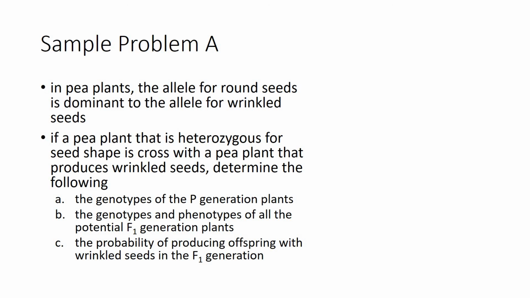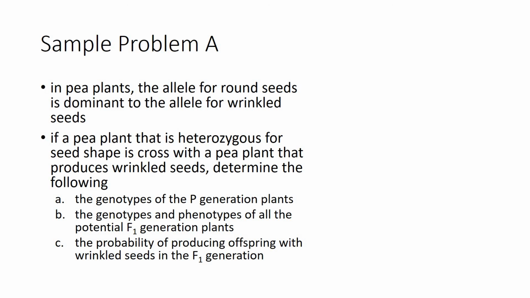All right, so sample problem A, in pea plants, the allele for round seeds is dominant and the allele for wrinkled seeds is recessive. Okay, so if it says dominant to something, that means the first one is dominant and the second one is going to be recessive. So if a pea plant that is heterozygous for seed shape crosses with a pea plant that produces wrinkled seeds, determine the following. We've got to find out what the genotypes of the P generation plants are, and then we've got to find out what the F1 generation plants are going to be.